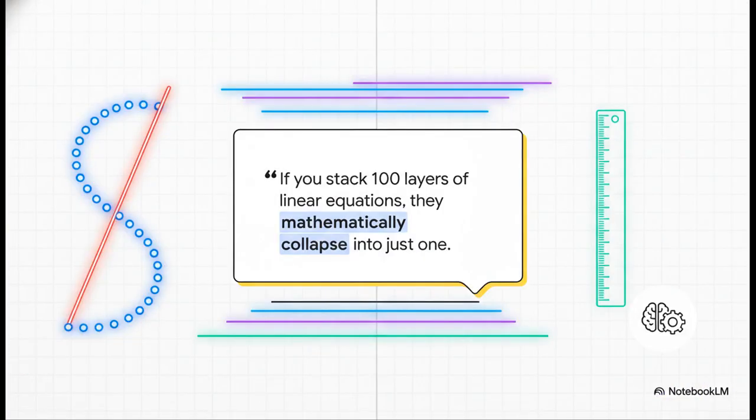Now, this is where it gets really wild. You could build an AI with 100, maybe even 1,000 layers. But if they're all linear, the math just collapses them all down into one single, simple layer. It's like having 100 rulers stacked on top of each other. It doesn't actually make you any better at measuring things.